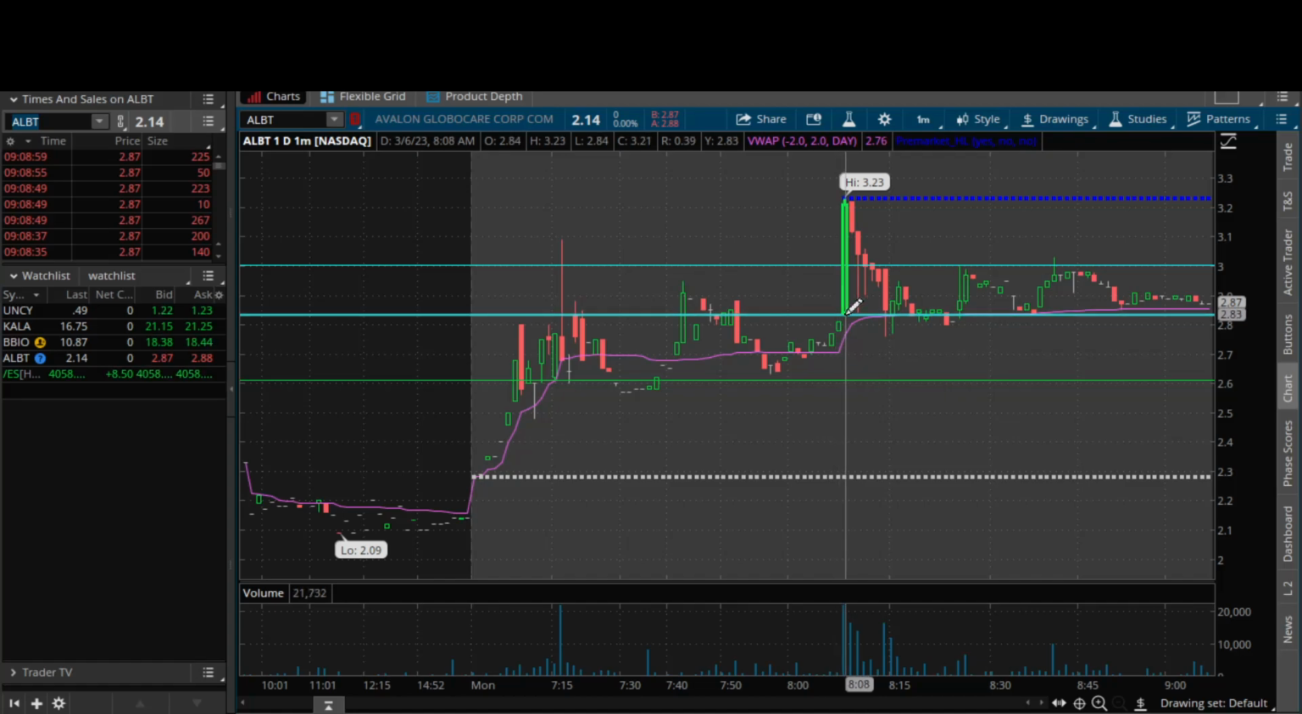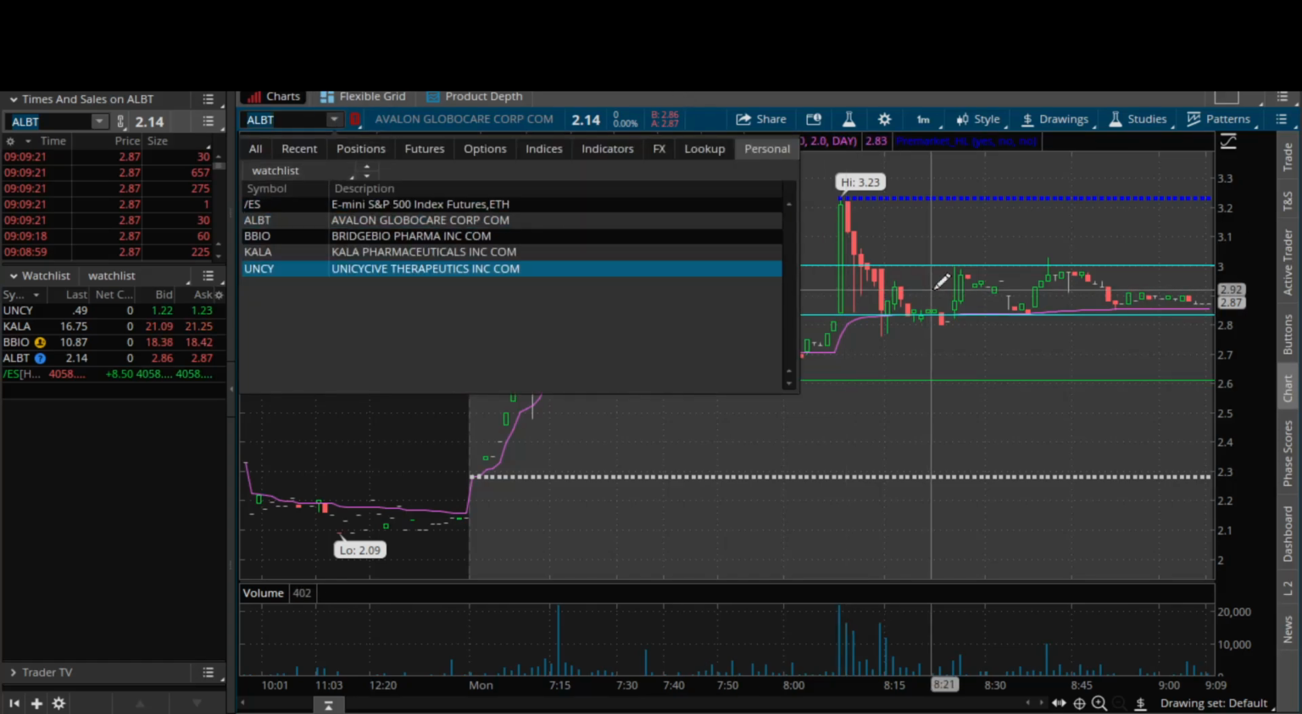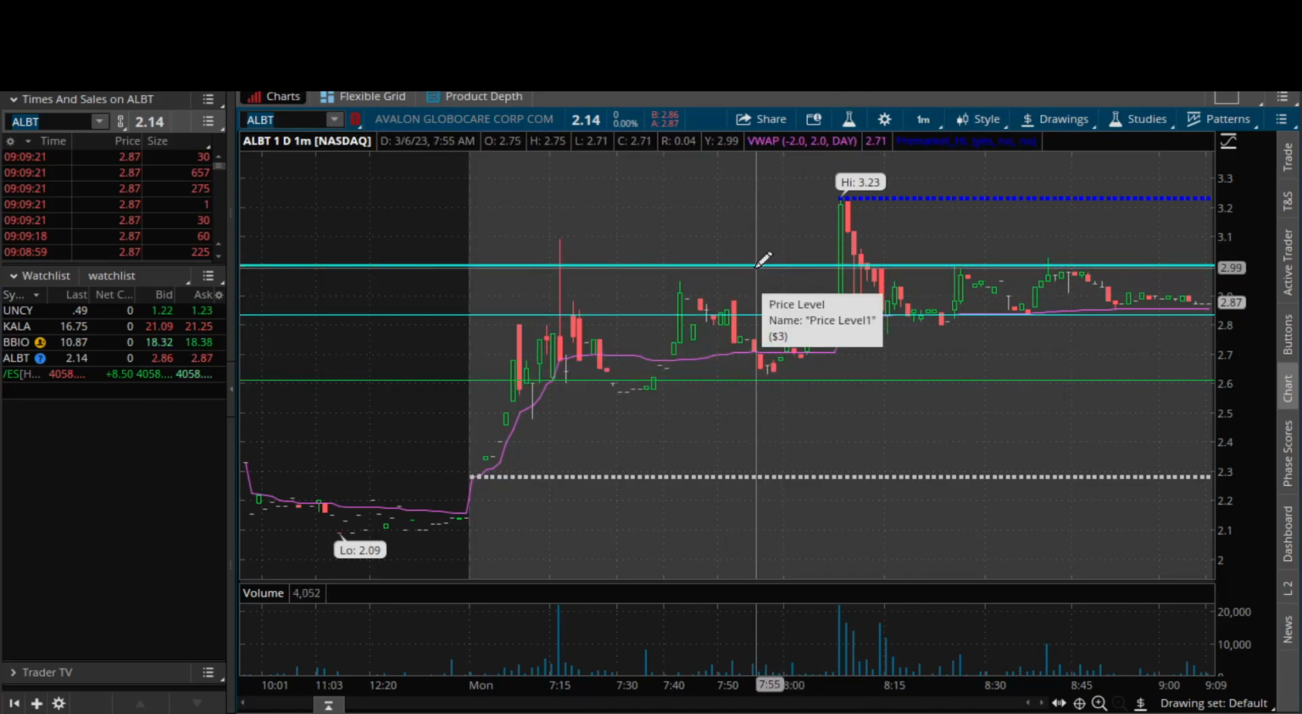We also got VWAP support. So we could catch something there possibly, but I don't really like this for a dip buy play. This is one of those scenarios where I would like to see volume come into it first. I want to see this thing prove itself first before I put any of my money into it. And so yeah, that's ALBT. I would probably just sit on the sidelines on that one. We also got some weekly resistance up at $3, which is also what? It's whole number resistance.